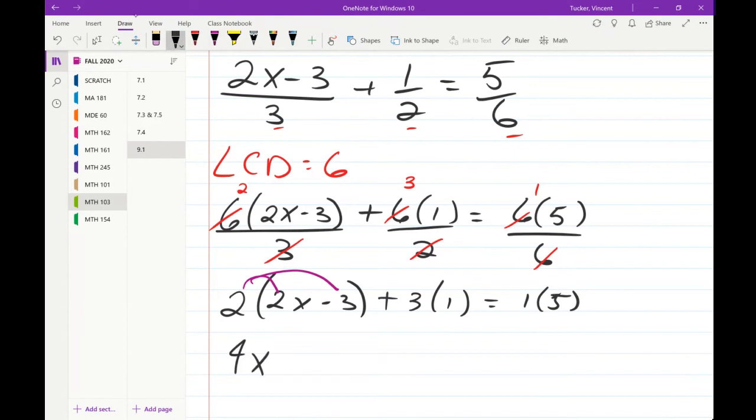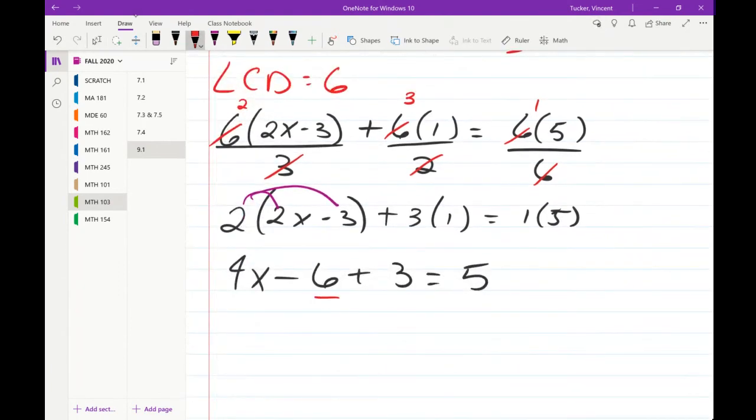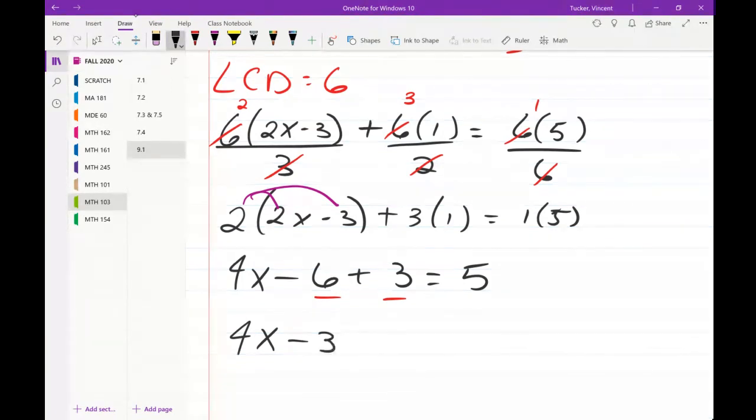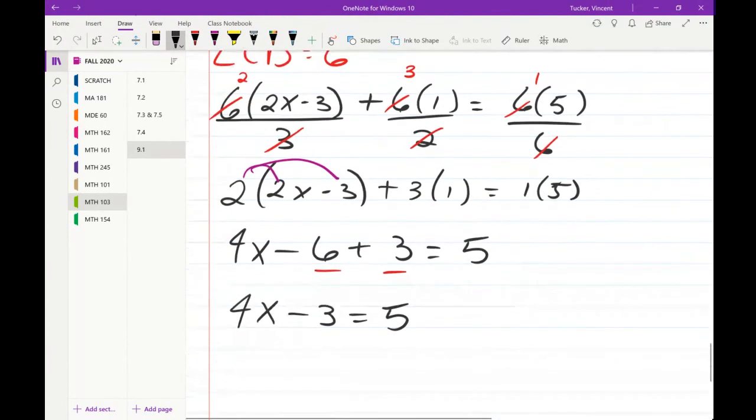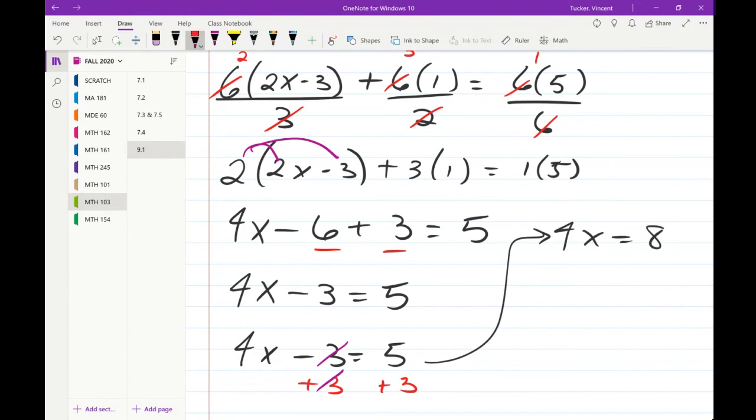All right, distribute. That's 4x minus 6 plus 3 equal to 5. I can combine these like terms. Negative 6 and positive 3 will be a negative 3. Now I'll add 3 to both sides. 4x is equal to 8. Then finish it off by dividing by 4. X is equal to 2.